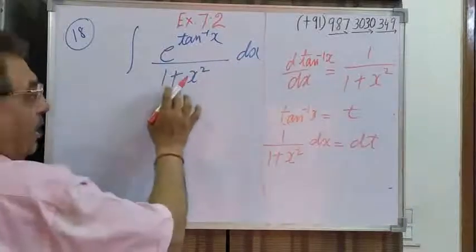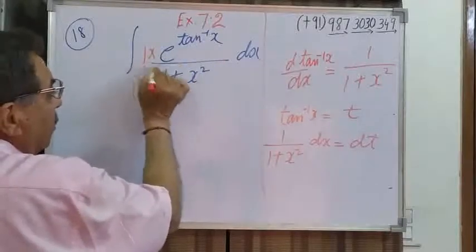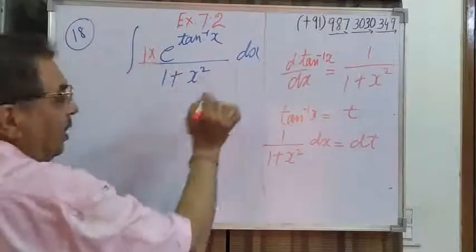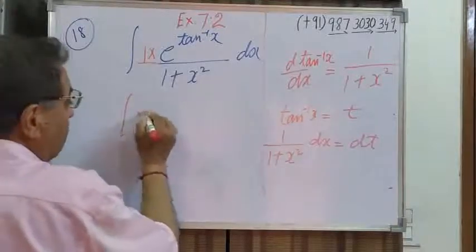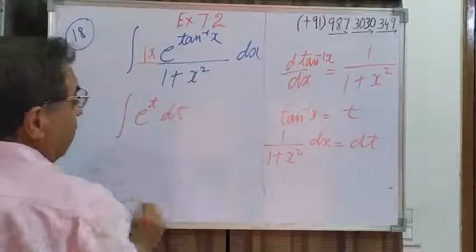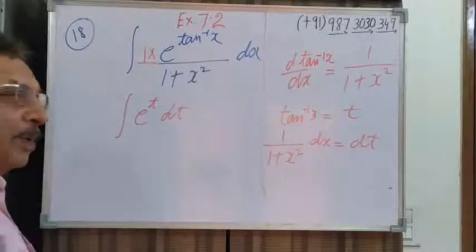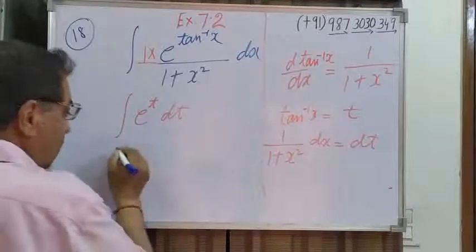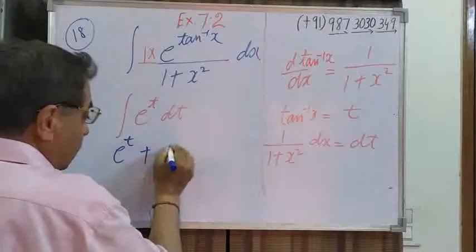In the denominator, dx, 1 can be written anywhere. So 1 upon 1 plus x square dx has to be taken as dt. The integral becomes e to power t with respect to dt. So this is what you have to integrate now. I told you earlier, integration of e to power t with respect to dt is simply e to power t plus c.